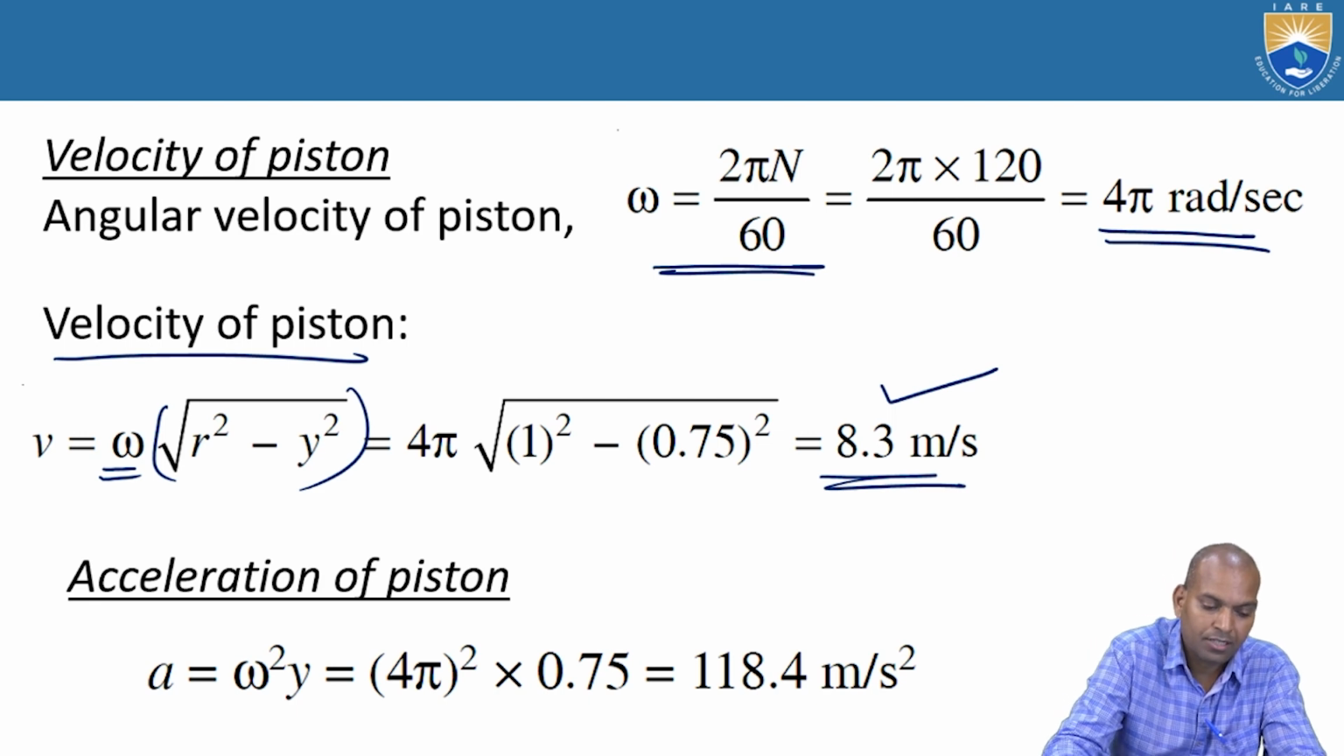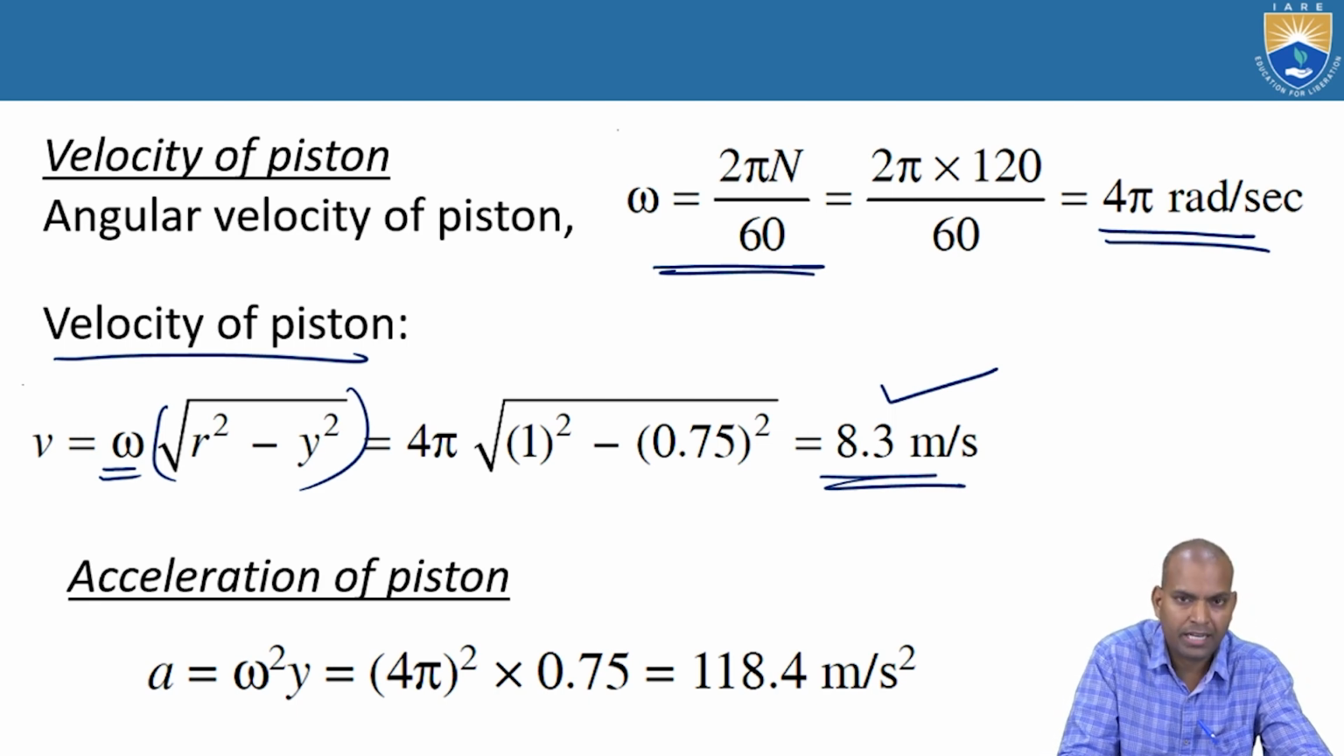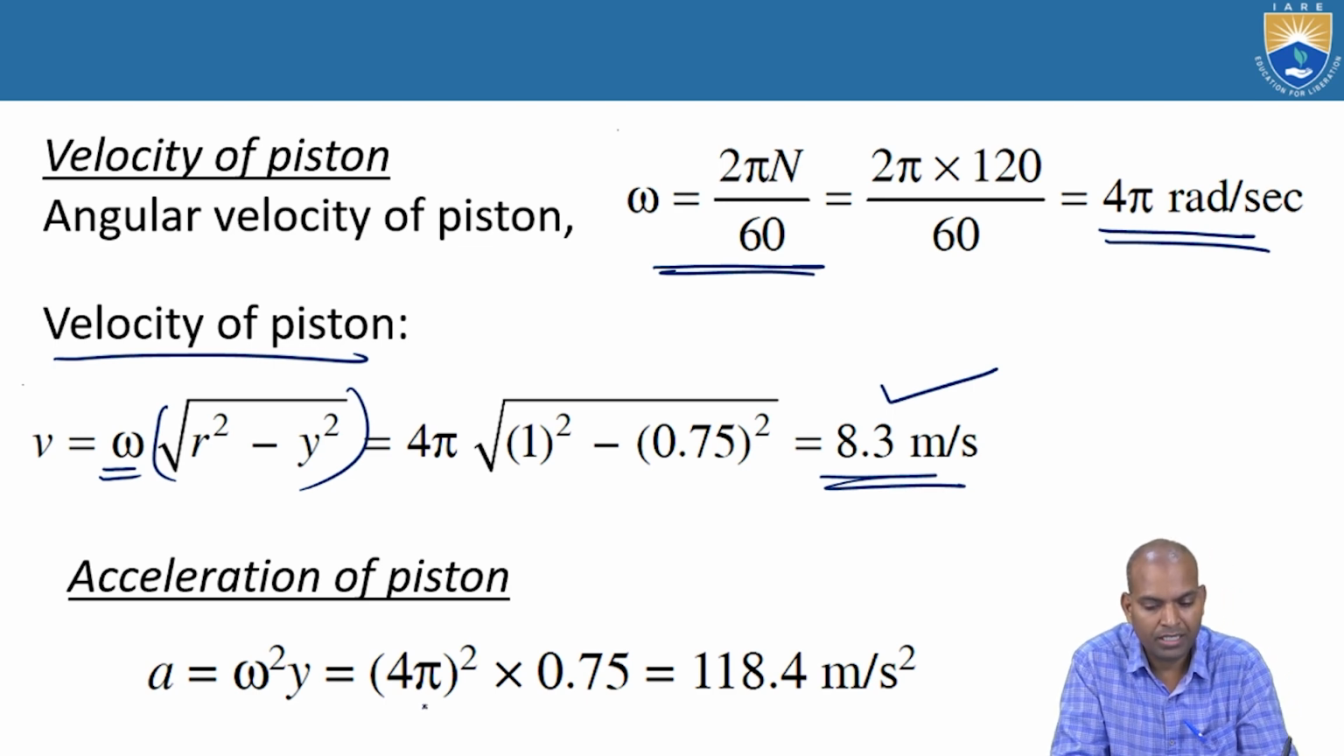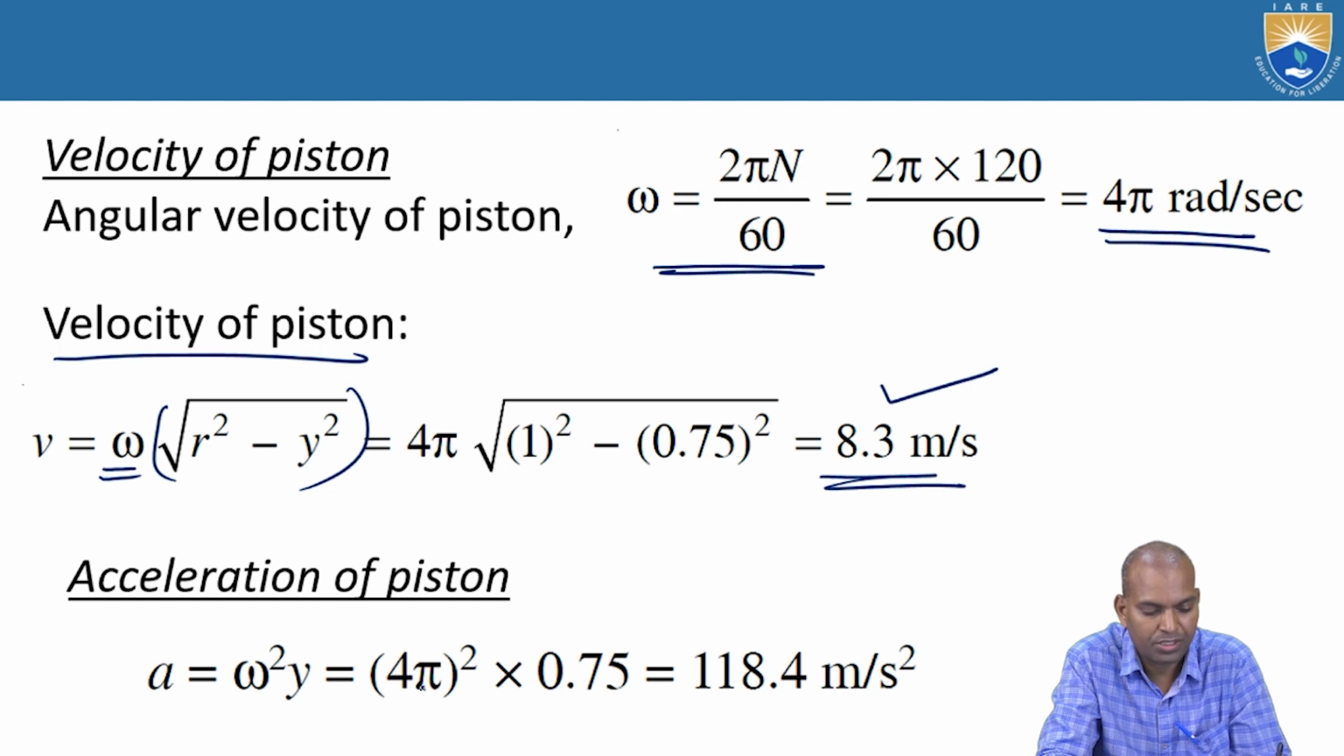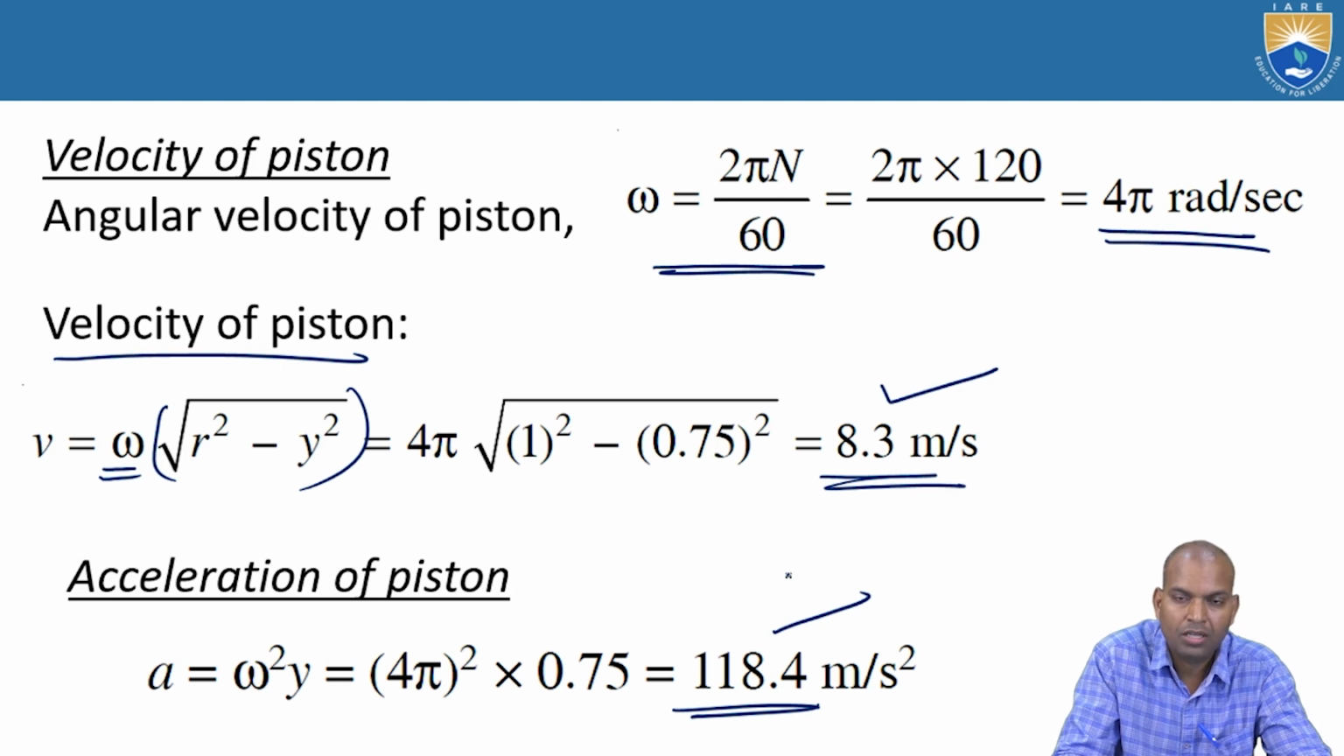The next objective is the acceleration of the piston. Directly substituting, a equals negative omega square times y. Here omega equals 4 pi radians per second and y is 0.75 meters. After substitution, the calculated value is 118.4 meters per second square.